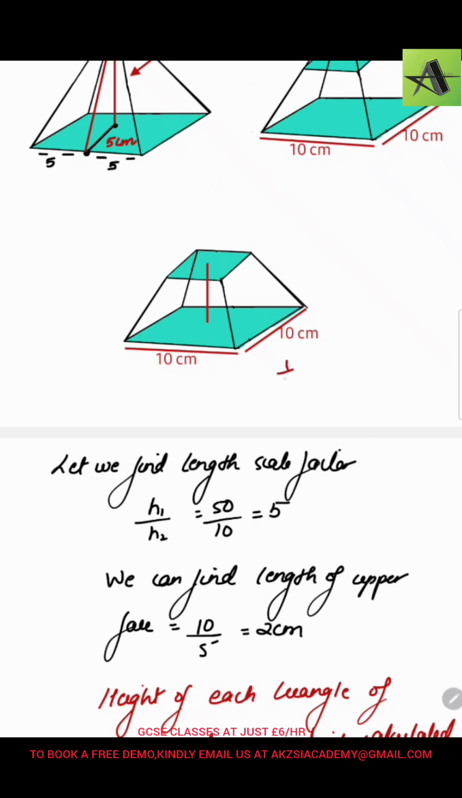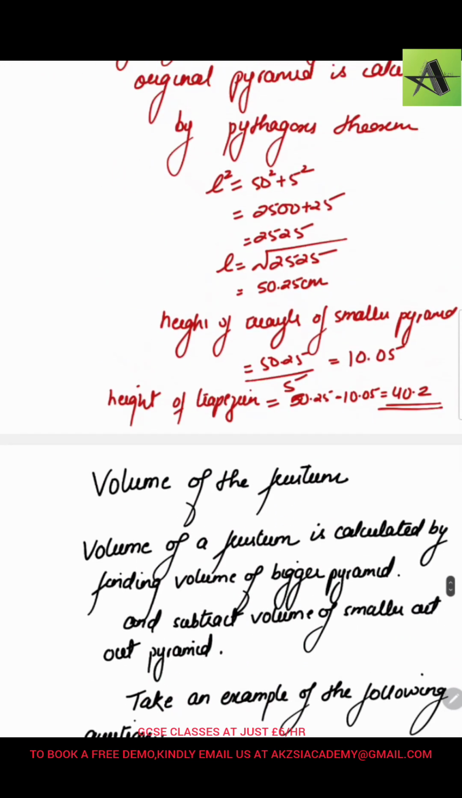So it would be half times the sum of parallel sides. So 10 plus 2 times the height, which is 40.2. So from here, I can say my final answer for each trapezium basically is 241.2. And when you multiply it with 4, it will give you the area of all 4 trapeziums, which is 964.8 centimeters squared. So total surface area would be now.